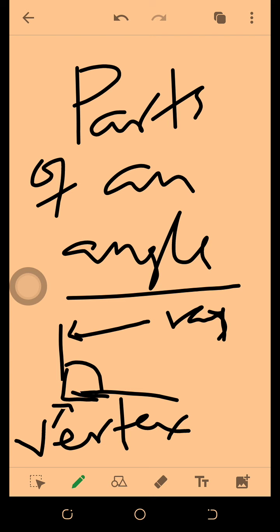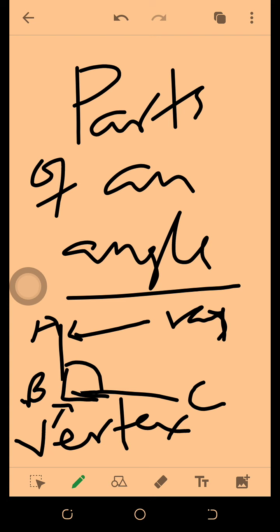Okay, so that's the vertex. This is a ray. This is also a ray. And this is an angle. So the point at which the two rays meet to form an angle is what we call the vertex. So this is a ray, this is the vertex. So let me label here as maybe A. All right. So A, B, C.